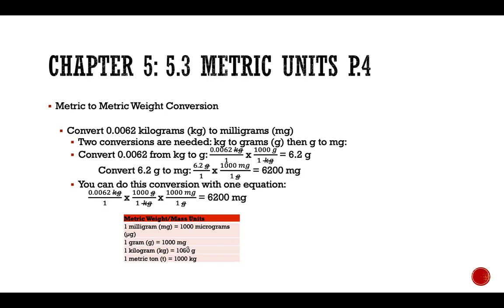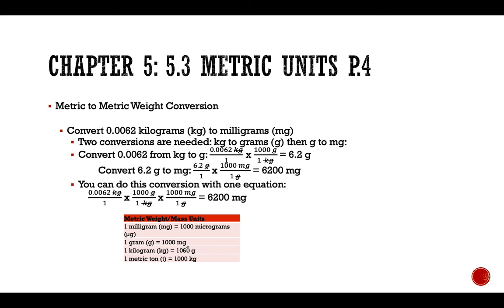So we multiply the original number, 0.0062 kilograms over 1, times the conversion fraction, 1,000 grams over kilogram. We can cancel the kilograms in the numerator of the first one with kilograms in the denominator of the second one, and we're left with 6.2 grams. Now let's convert 6.2 grams to our desired unit of milligrams. The original number, 6.2 grams over 1, times the conversion fraction, 1,000 milligrams to gram. We can cancel the grams, and we're left with 6,200 milligrams.